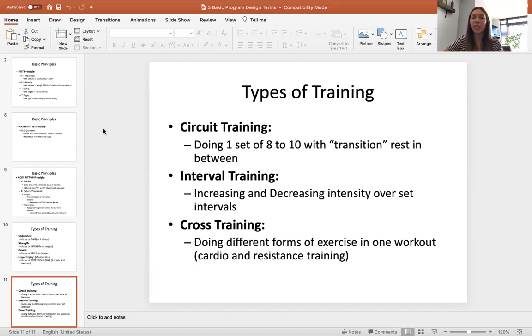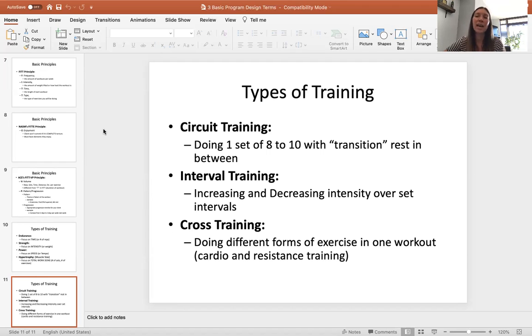Okay, interval training: it's increasing and decreasing intensity over set intervals. You're going to see this a lot in cardiovascular training, okay? We might sprint for 10 seconds, then we're going to jog for 30. And then we're going to sprint for 10 seconds, and jog for 30. So it's increasing and decreasing intensity over a set of intervals.